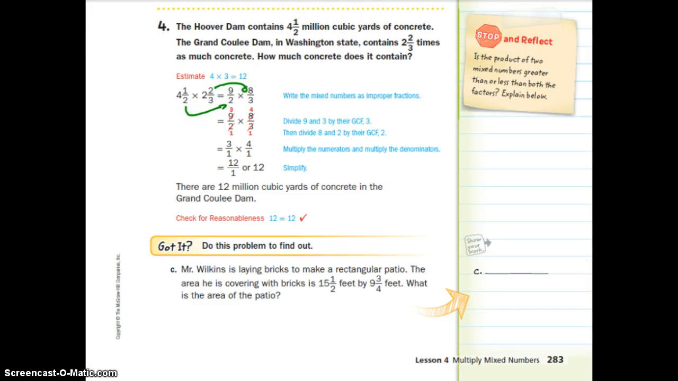So again, we look for a relationship. 2 goes into 8 4 times, 3 goes into 9 3 times. We multiply them across and we get 12. Is the answer 12? No, the answer is not 12. Always go back to the problem. In this case, it's 12 million cubic yards.